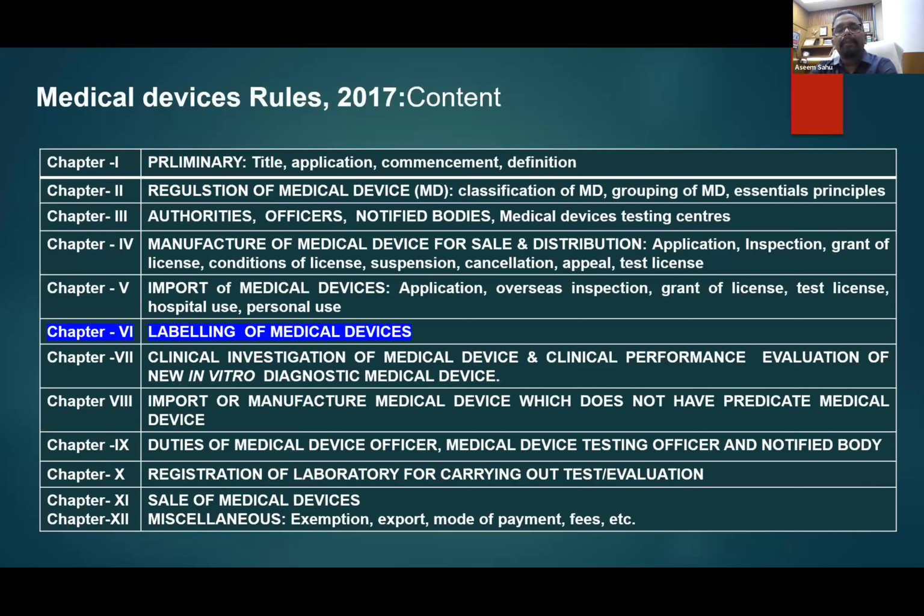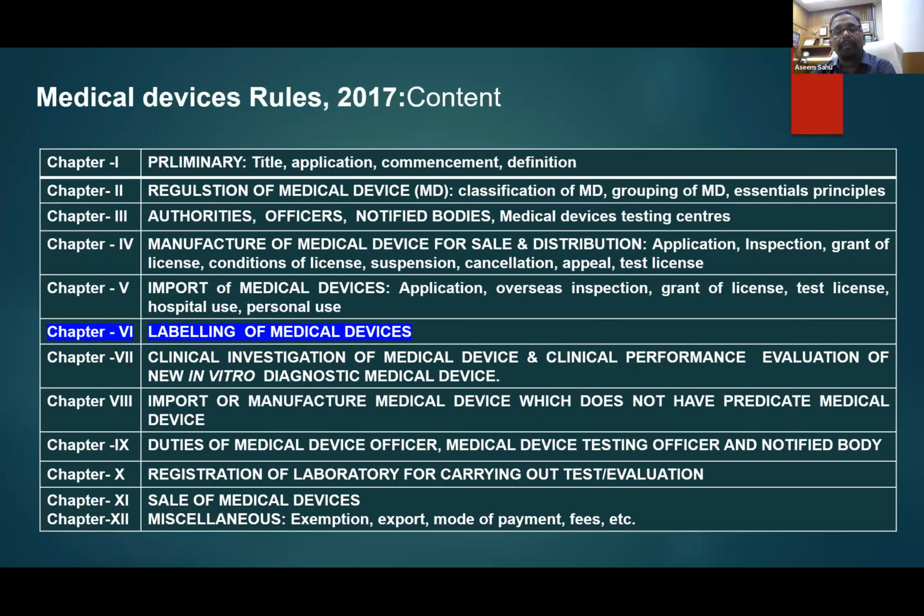Chapter 8 is the provision where the device is to be marketed in the country for the first time, whether by import or by the manufacturer. The requirement is prescribed in Chapter 8. Chapter 9 covers the duties of the authorities, that is the medical device officer, the medical device testing officer, and also the notified body. Chapter 10 is the registration of laboratory, where private testing laboratories can register with the CDSCO, and they can conduct the various tests as per the approval obtained from the authority, and they can conduct these tests on behalf of the manufacturers.